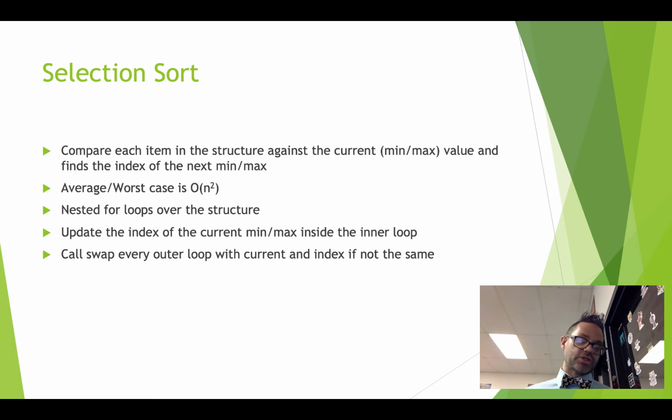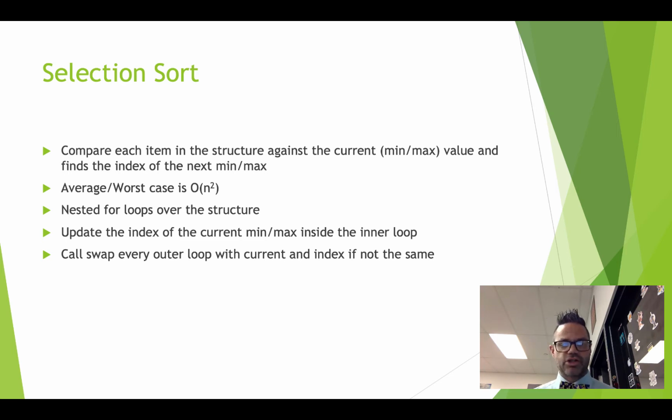Now, just like bubble sort, the average or worst case on this is order of n squared. So it's not really the best thing to do when you have a large quantity of unsorted data. Instead, we've got other structures that we'll use for that. But the reason we use it is because it's really simple to implement, and it has the same basic structure of nested loops over a structure.